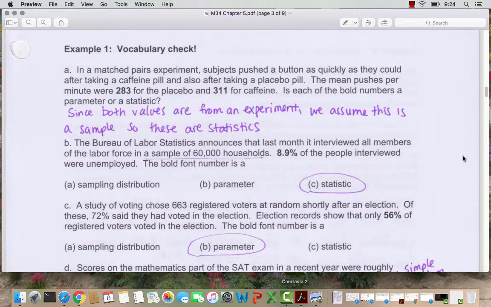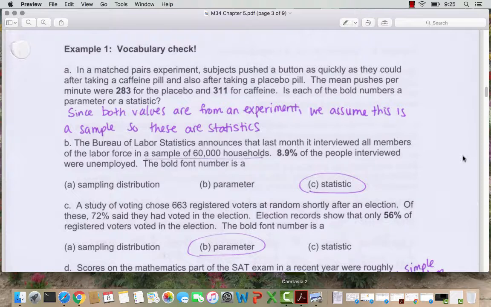The mean pushes per minute were 283 for the placebo and 311 for the caffeine. Is each of the bold numbers a parameter or a statistic? Since both values are from an experiment, we assume this is a sample, so these are statistics.